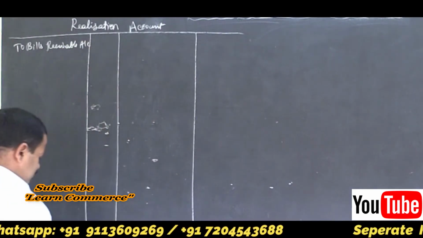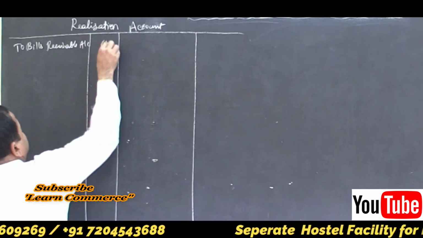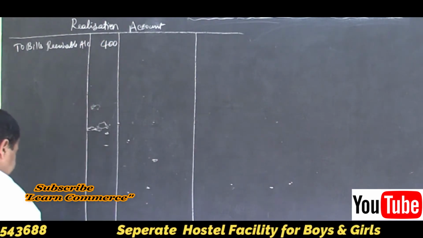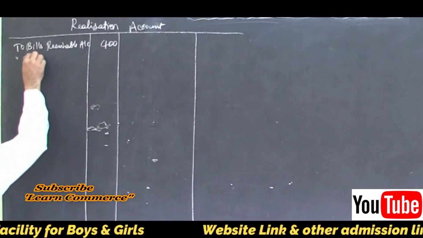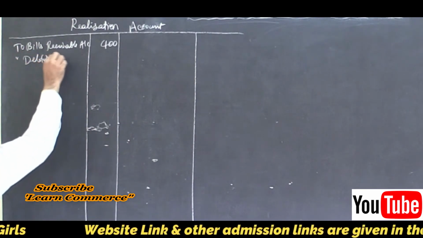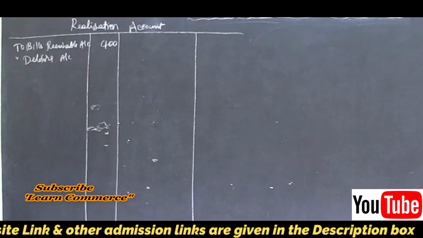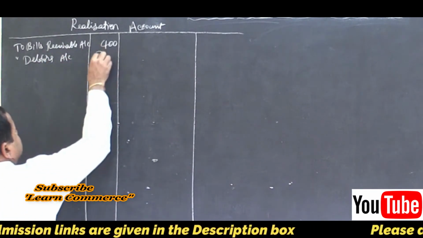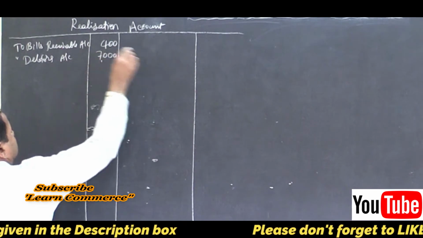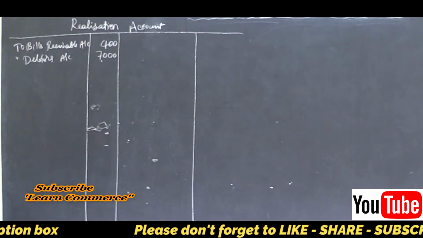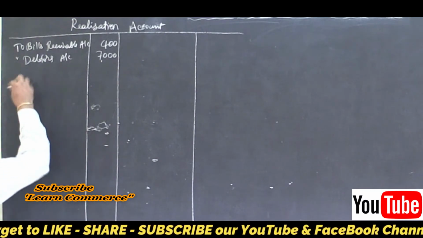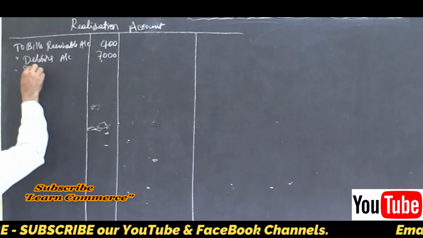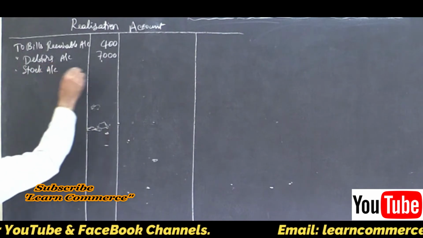Write the amount. How much? 400. Debtors account, 7,000. Stock account, 20,000. Is it correct? 20,000.